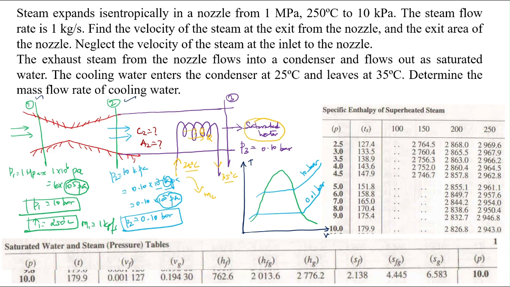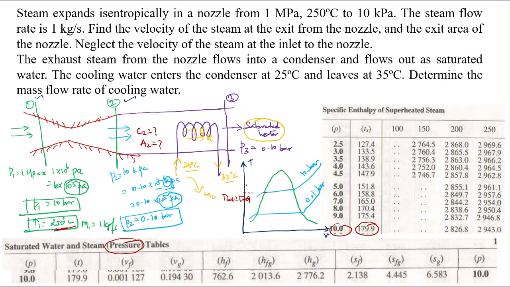So in a 10 bar, what is the saturation condition? What is the saturation temperature? In a steam table, you go to the pressure table at 10 bar pressure. What is the saturation temperature? The saturation temperature is 179. So T sat is equal to 179, but the given temperature is 250 degrees Celsius.